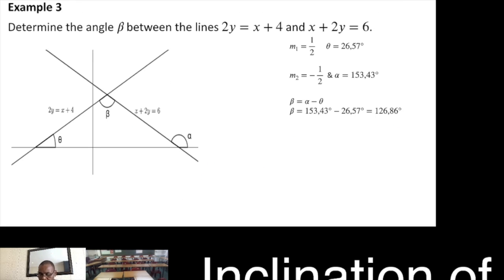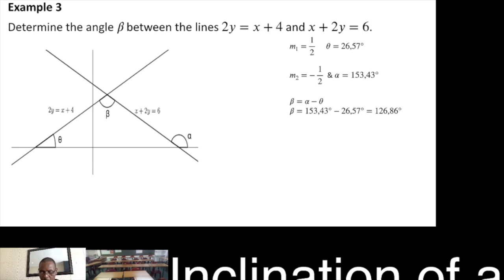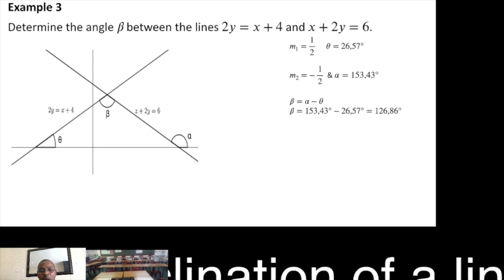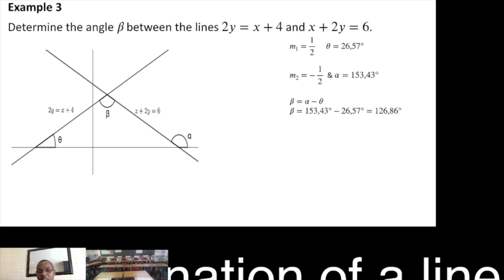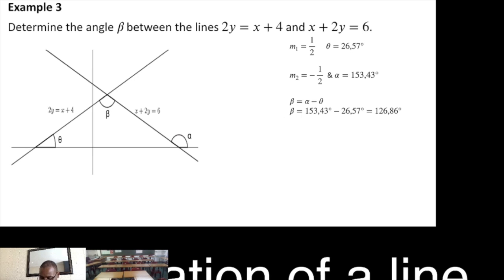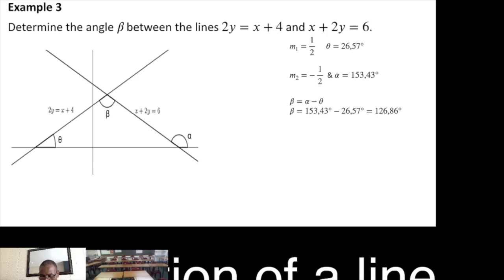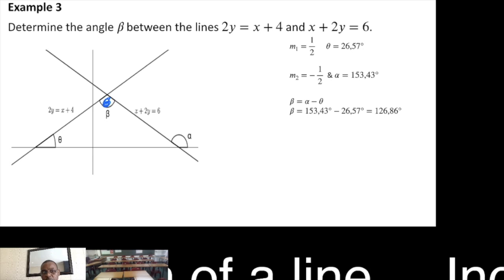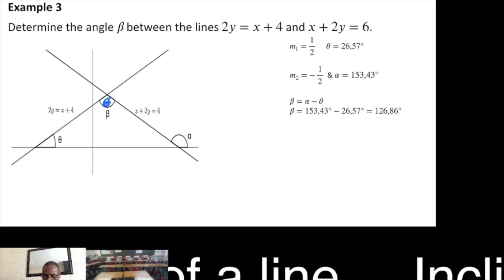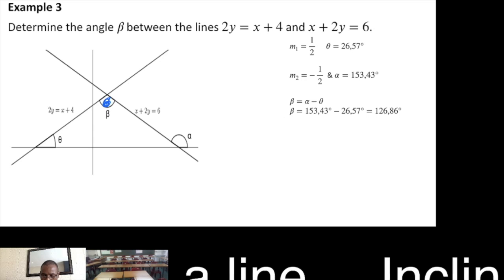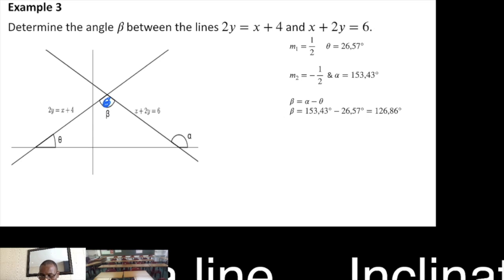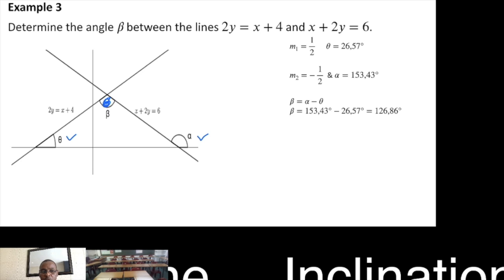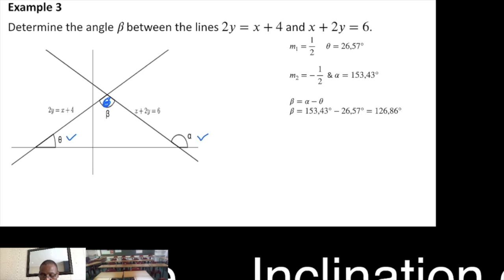Right, here's another example. In this example, we are given two lines. The first line is 2y is equal to x plus 4. And the second one is x plus 2y is equal to 6, that's drawn on the diagram there. And we are looking for the angle beta. So we are looking for that angle there. That is the angle that is formed when these two lines meet. Now, to find angle beta, we need to know angle alpha and angle theta.